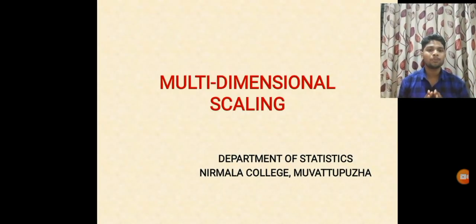The concept of multidimensional scaling is simple. We have many dimensions in the data and we reduce it to two dimensions for better understanding.